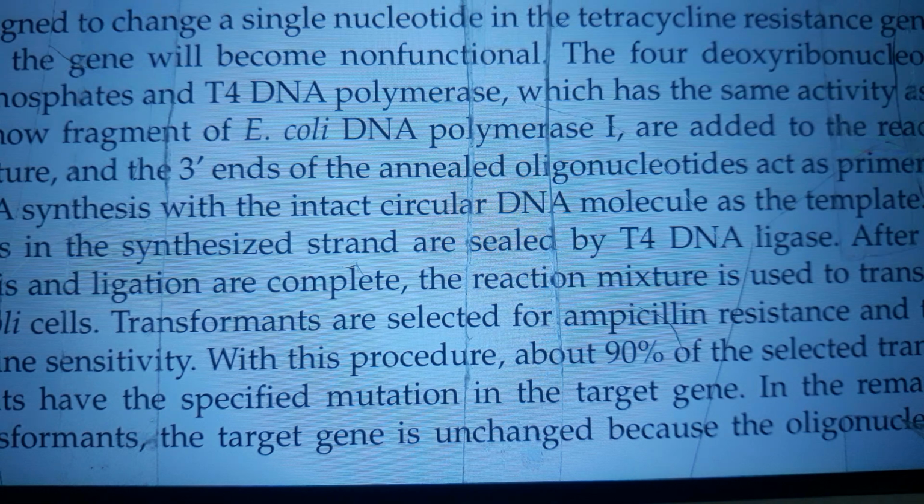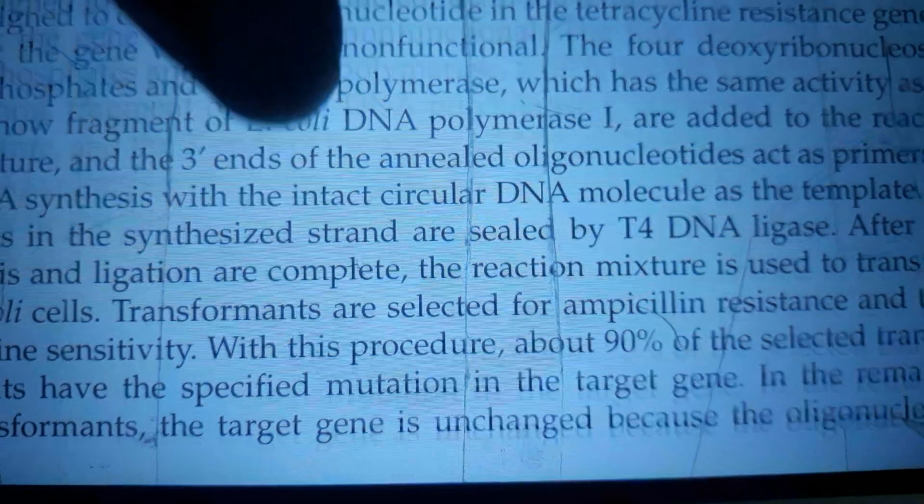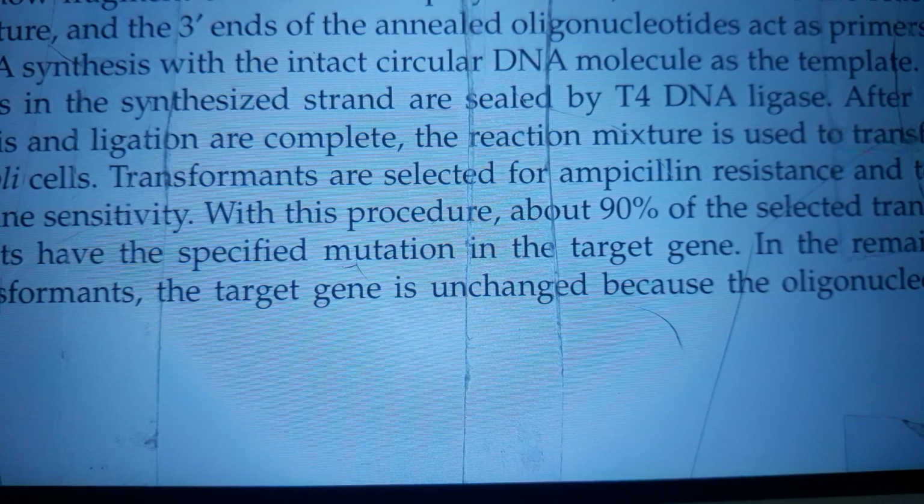The four deoxyribonucleoside triphosphates and T4 DNA polymerase, which has the same activity as the Klenow fragment of E. coli DNA polymerase I, are added to the reaction mixture, and the 3' ends of the annealed oligonucleotides act as primers for DNA synthesis, with the intact circular DNA molecule as the template. The nicks in the synthesized strand are sealed by T4 DNA ligase. After synthesis and ligation are complete, the reaction mixture is used to transform E. coli cells. Transformants are selected for ampicillin resistance and tetracycline sensitivity with this procedure.